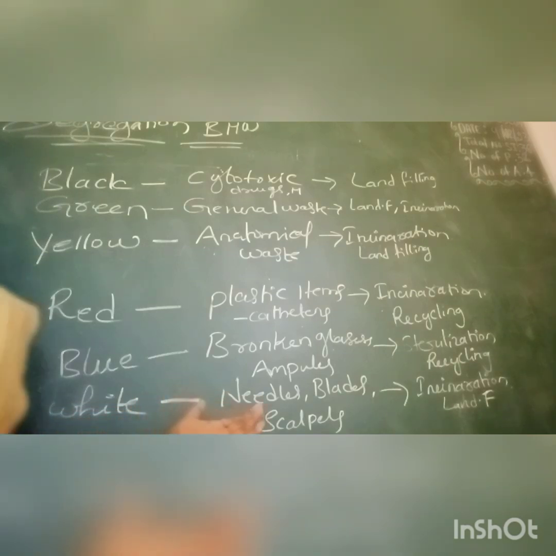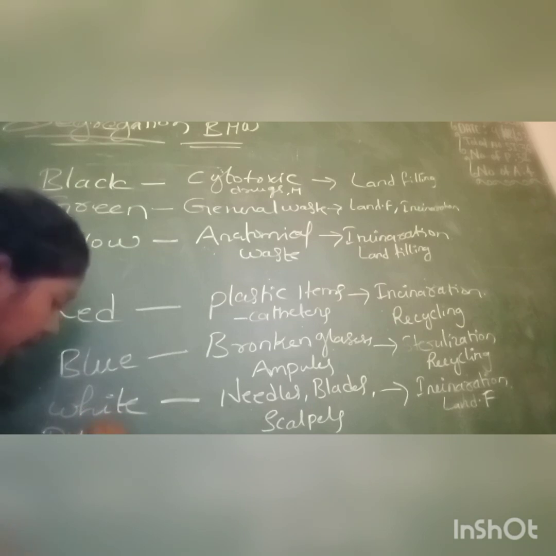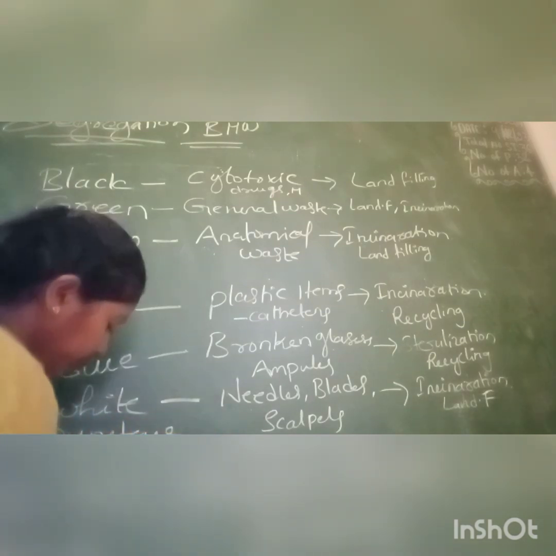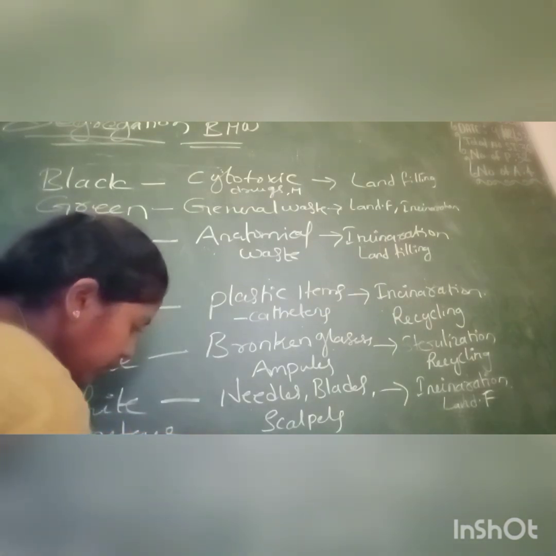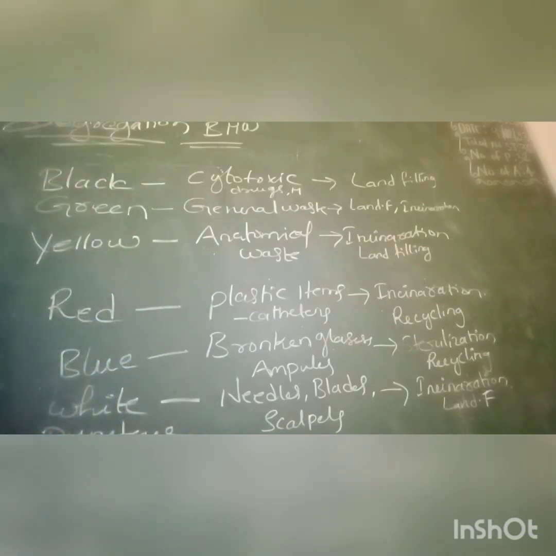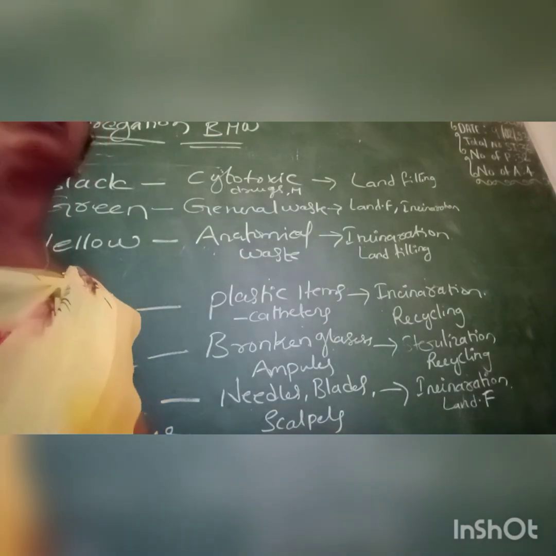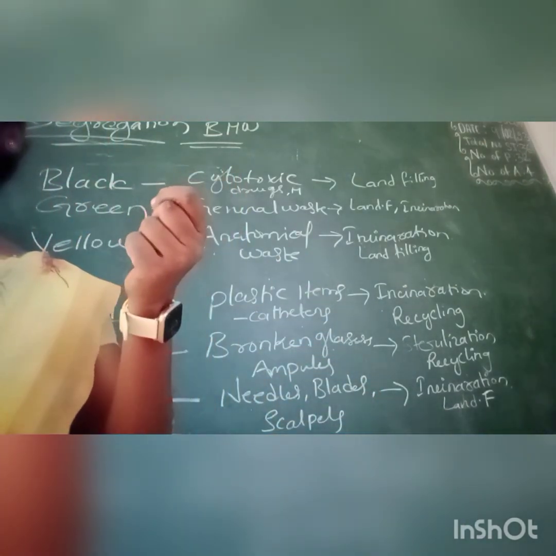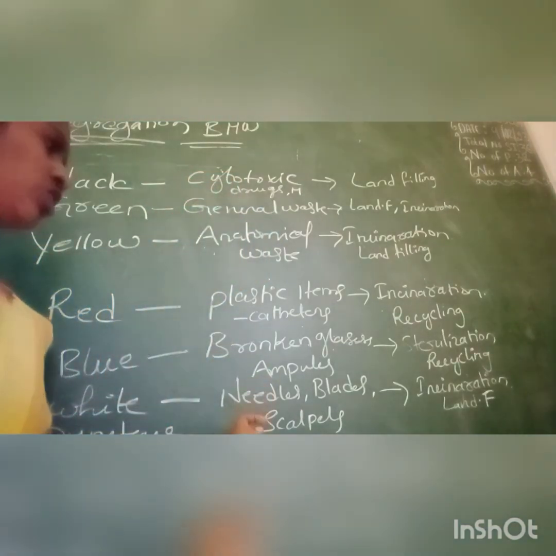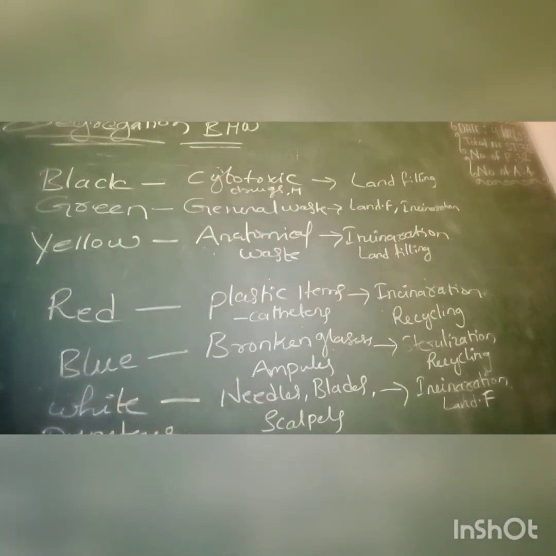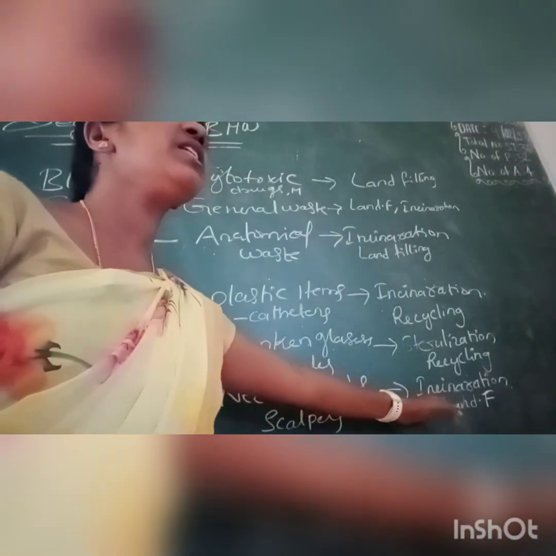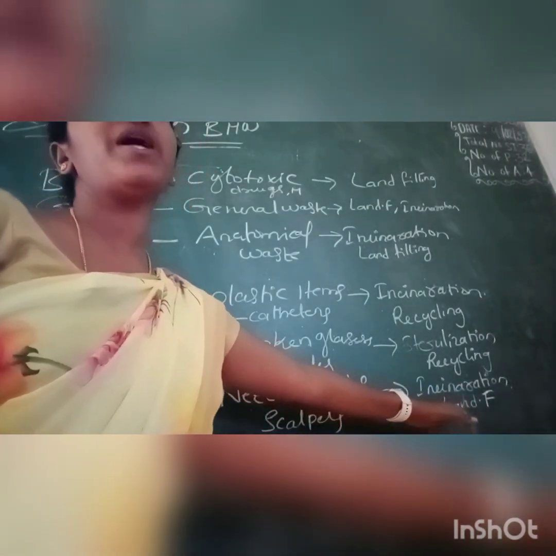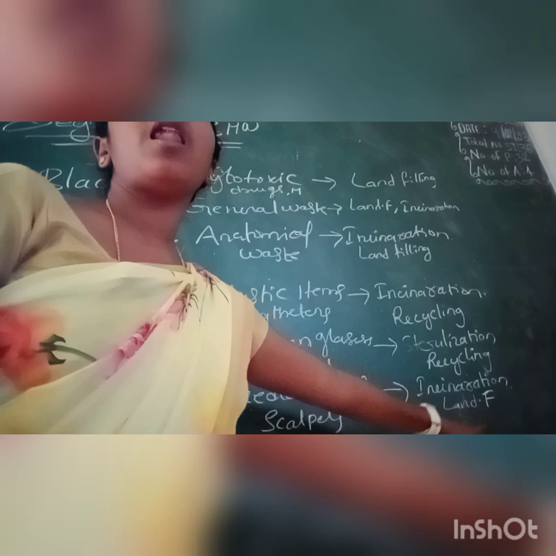White. White puncture proof container. This one is also called puncture proof container, because all the needles, blades, scalpels, and the IV cannula needles go into this white puncture proof container. They incinerate it or landfill it. The treatment is incinerate it or landfill it.